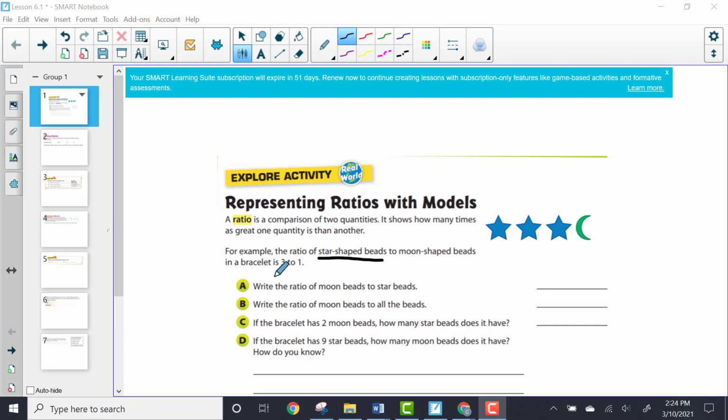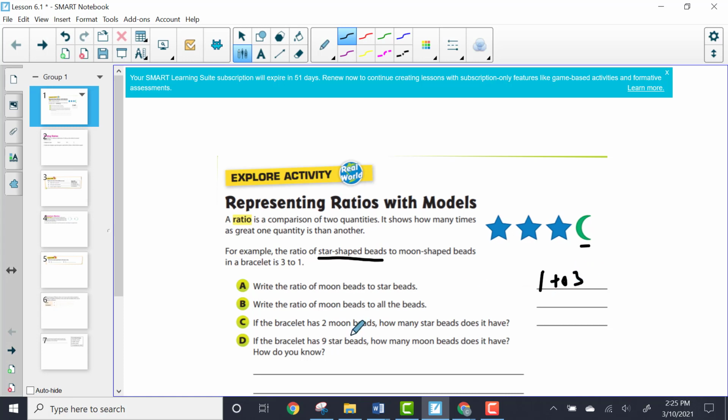Okay, so now what we're doing is we're looking at writing the ratio of moon beads to star beads. I kind of talked about that already. That is 1, 2, 3. So 1 to 3 is that ratio. And again, I look at how many moon beads I have. I have one moon bead. So I write 1 here, 3 stars, so 3 for the second one.